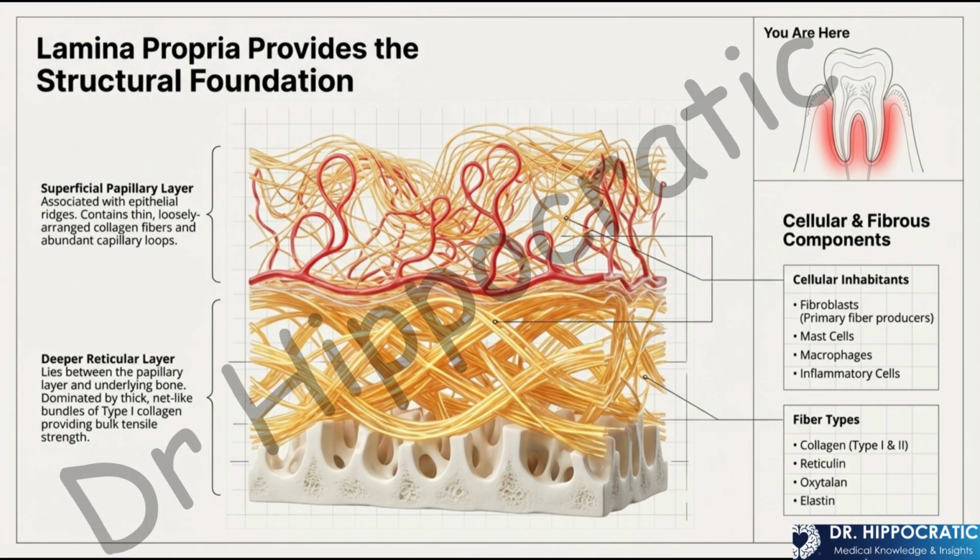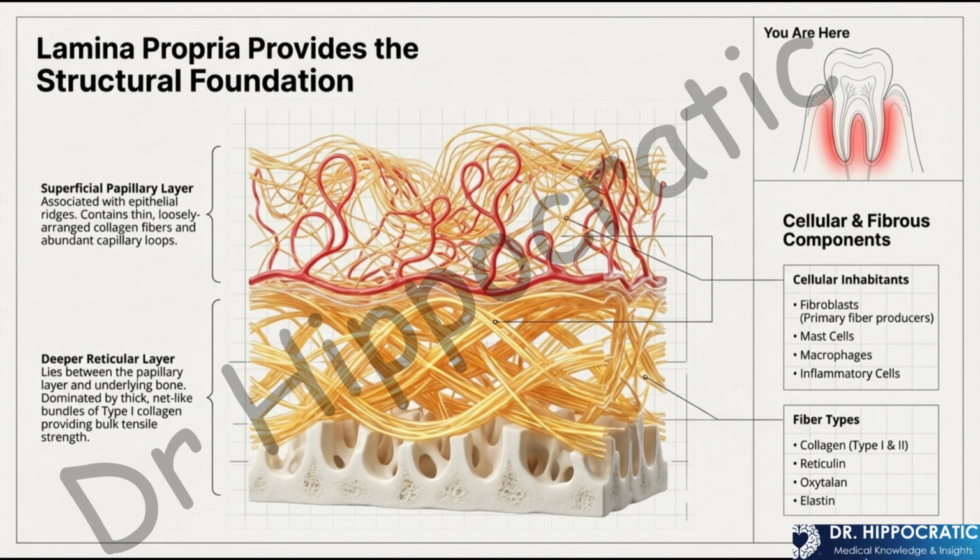We finally step down past the walls into the foundation on slide 10, the lamina propria. This is the connective tissue, and the blueprints show it split into 2 layers. Right under the epithelium is the superficial papillary layer. Right. This area wraps into those egg carton ridges we just talked about. It has loosely arranged collagen and abundant capillary loops. Below that is the deeper reticular layer, and reticular essentially means net-like, right? Exactly. This deep layer sits between the papillary layer and the underlying jawbone. It is completely dominated by thick, net-like bundles of type I collagen. If the top layer is all about supplying blood, this deeper layer provides the bulk tensile strength of your gums.